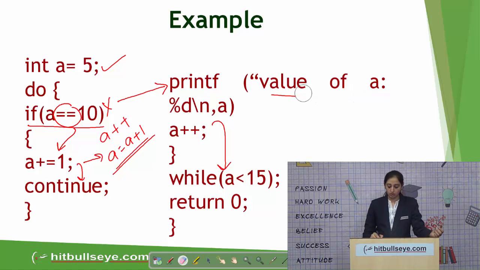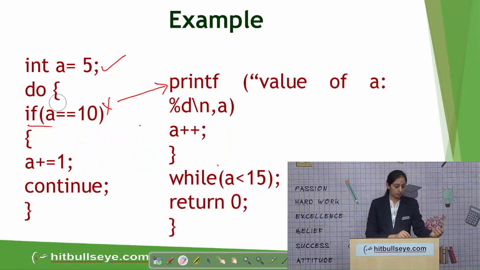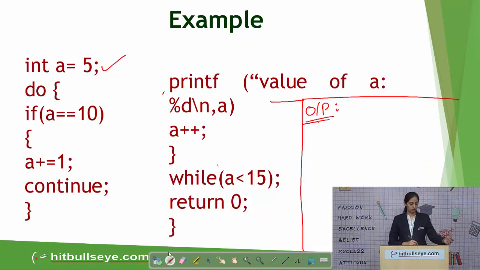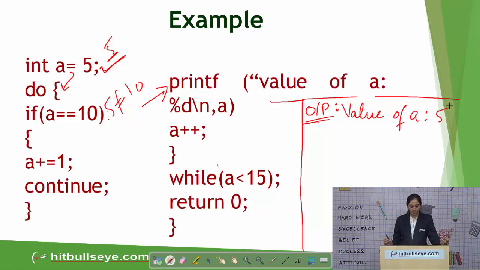So now let's focus on the output of this program. What is the output of this program? The value of a is equal to 5, right? After that the do loop will continue. So here the value of a is 5, right? It will go inside the do loop. Here the condition is not satisfied, the condition becomes false because 5 is not equal to 10. It will simply go for the printf statement and print the value of a, 5, right? After that the 5 becomes incremented and the value becomes 6, ending curly braces.